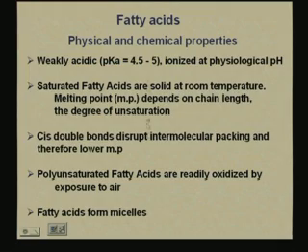What we have to remember is that they are weakly acidic, saturated fatty acids are usually solid at room temperature, and the melting point is going to depend upon the number of carbon atoms you have and on the degree of unsaturation, and the more cis bonds that you have, the lower the melting point is going to be, because you are going to disrupt the intermolecular packing between the hydrophobic chains.